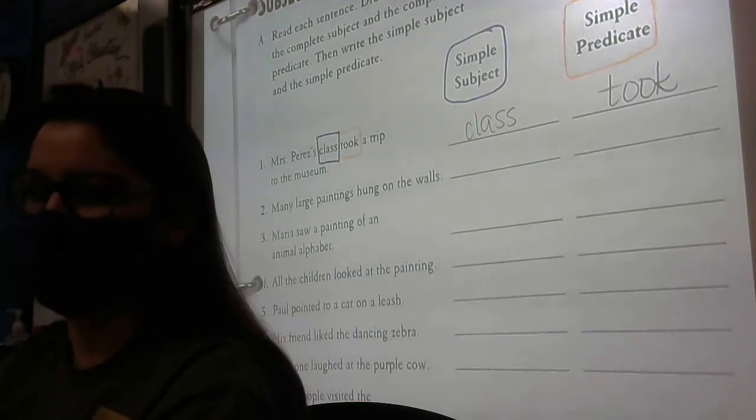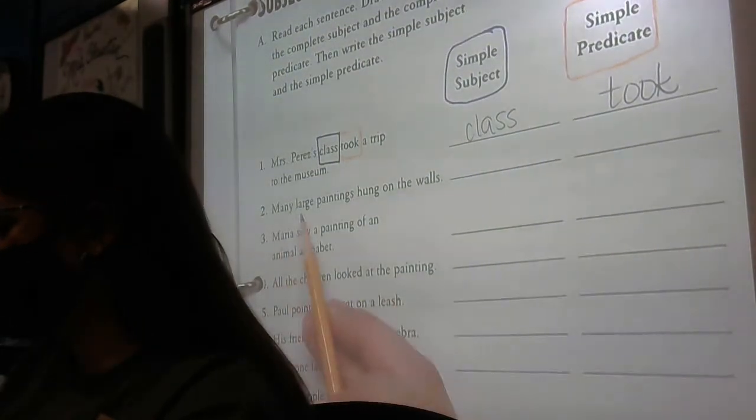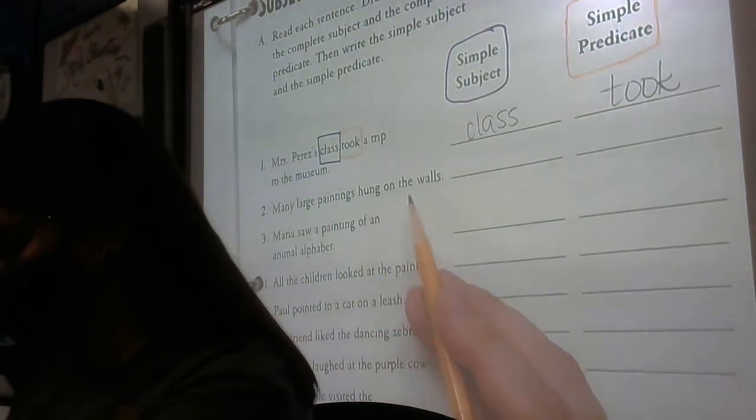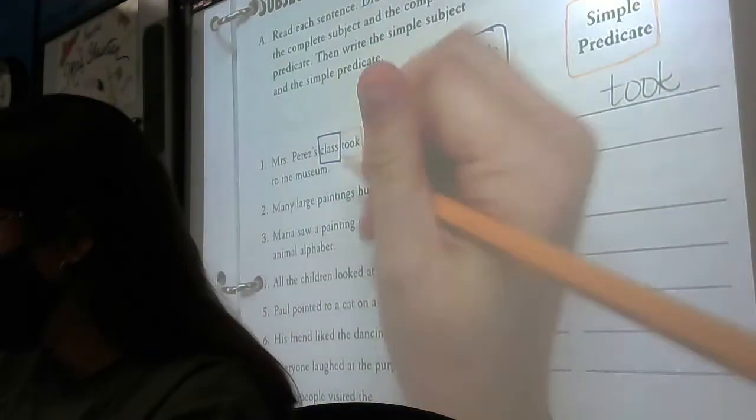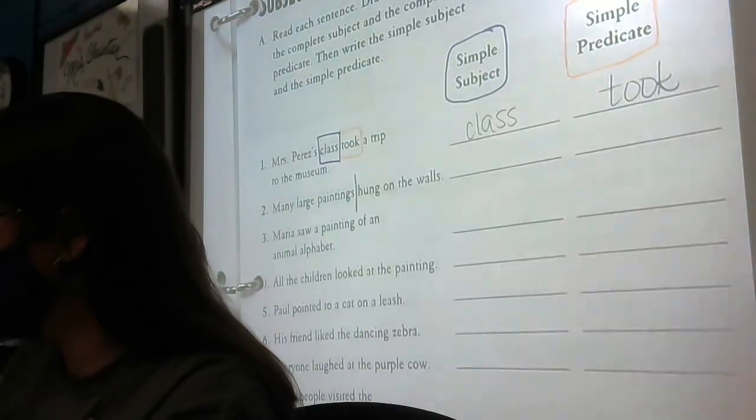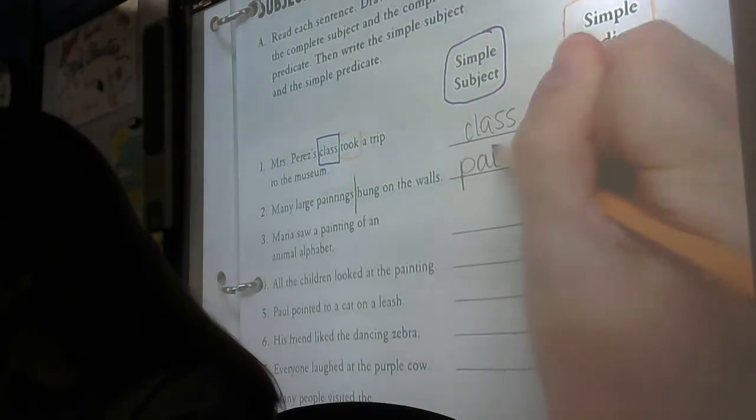Number two. Many large paintings hung on the walls. What did? Many large paintings. And what did they do all day? Hung on the walls.